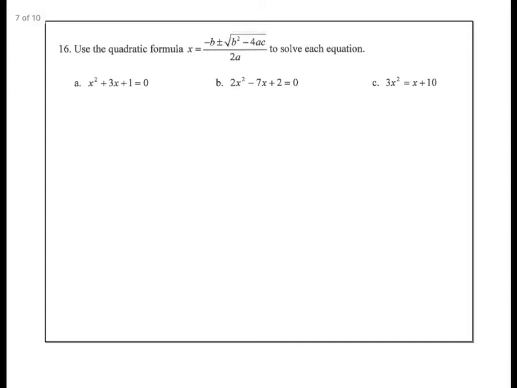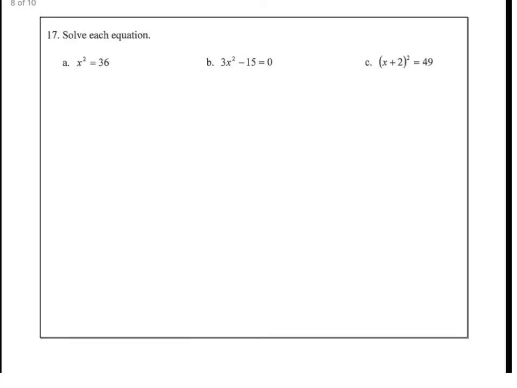So the biggest thing we have to remember is everything has to be on one side. So you have to have 0 on one side and then everything else on the other side. So A is good because we have 0 on one side by itself. If I look at A, I can see that A is 1, B would be 3, and C is 1. I'm going to plug that into my formula. So I have the opposite of B, so -3 plus or minus.